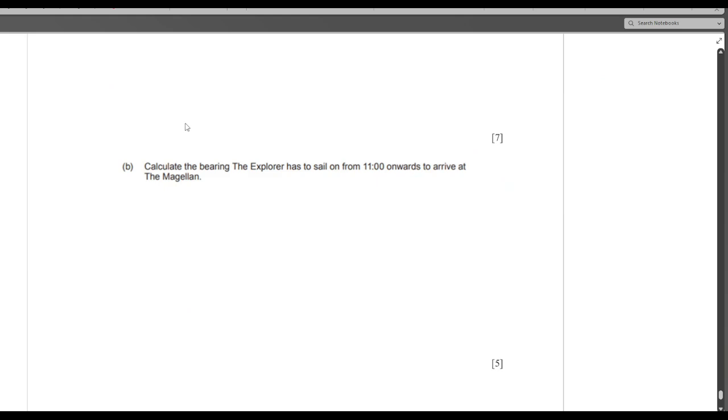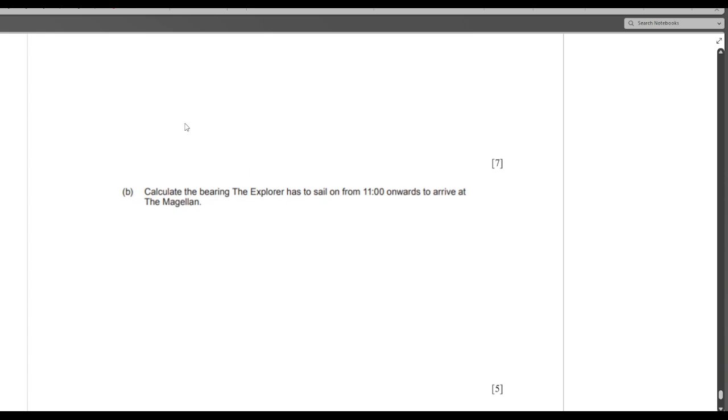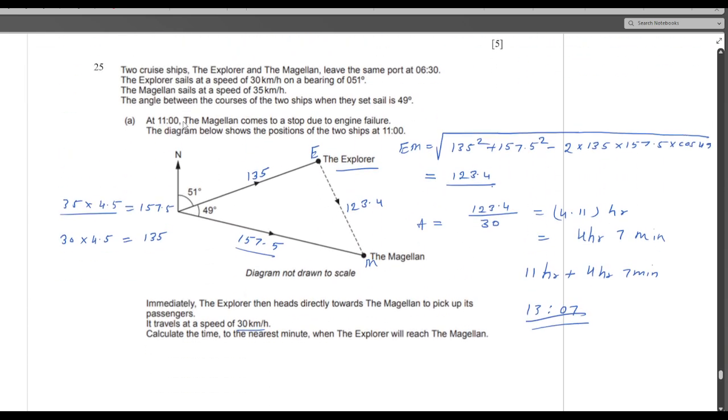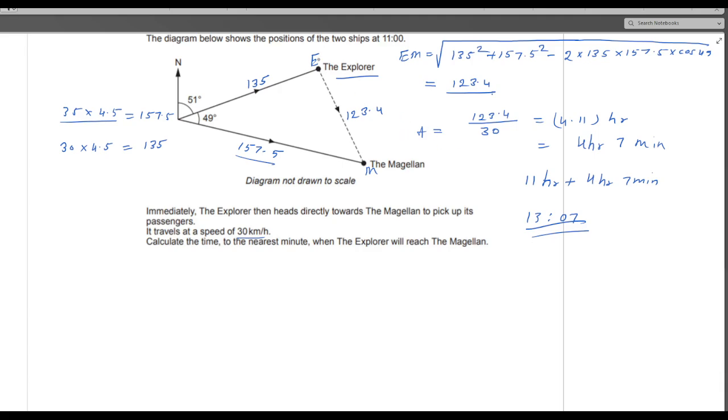Now calculate the bearing the Explorer has to sail on from 11 onwards to arrive at Magellan. Calculate the bearing. So I have to calculate this particular angle, the bearing. Now you have 51 degree over here. So this 51 degree will give you that this angle is 180 minus 51. So 180 minus 51 is 129. Here you get the angle as 129.